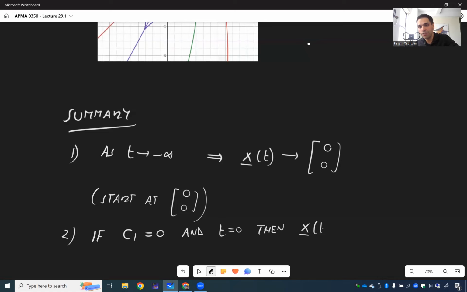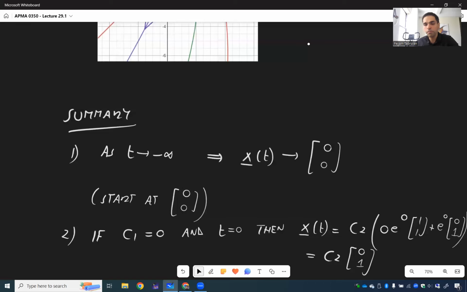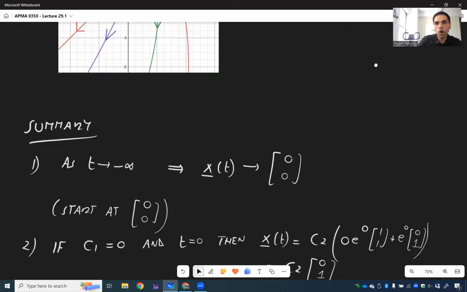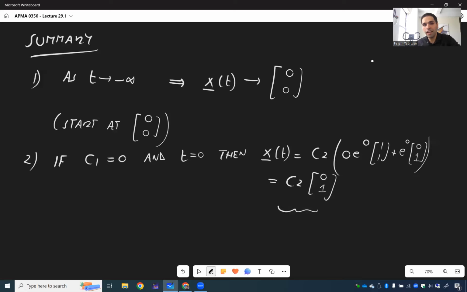then x(t) is C2 times 0 e^(2t) times 1, 1 plus e^0 times 0, 1, which is C2 e^0, C2 times 0, 1. So you are on the 0, 1 axis, it goes through the 0, 1 axis.